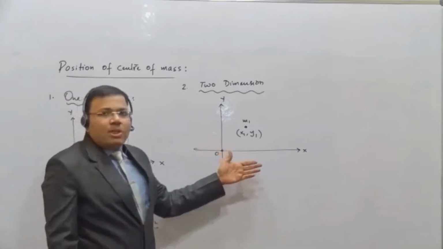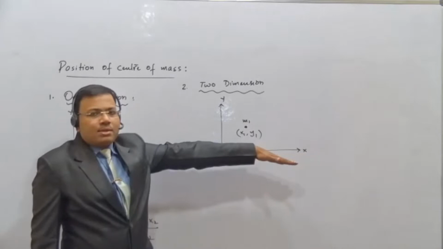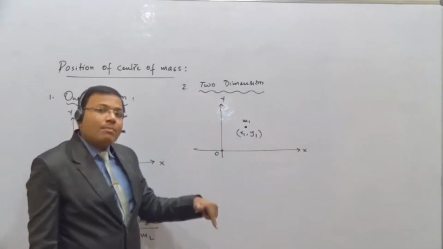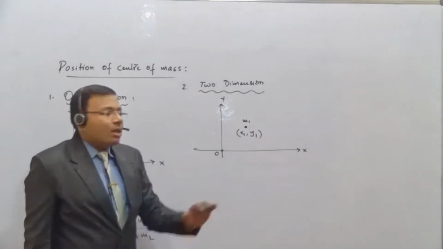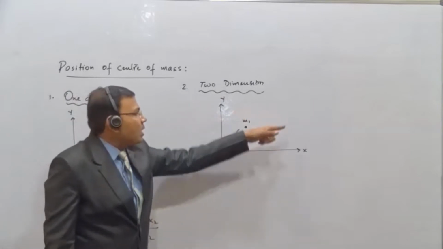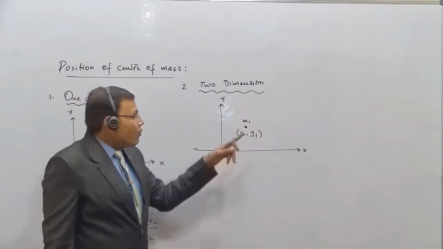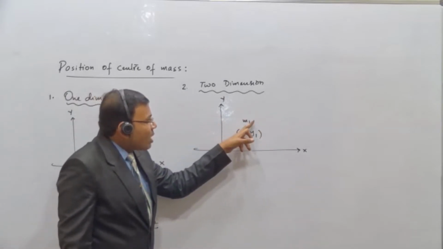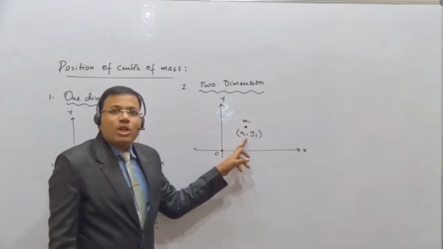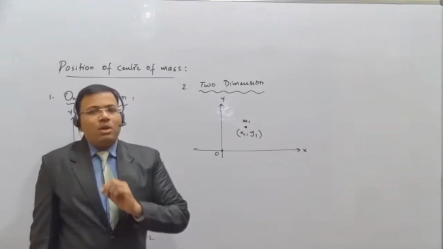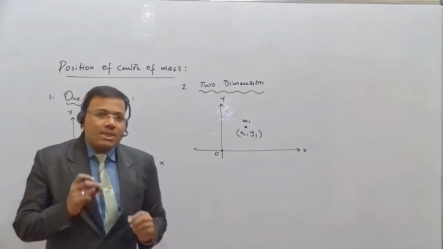Here where I am keeping the particle, I'm not keeping it on the x-axis, I'm not keeping it on the y-axis. Where am I keeping the particle? Somewhere in the xy plane, I have placed it at one location. So where I am keeping this particle of mass m1, I am keeping at x1 comma y1. That is one of the points I am mentioning, where the mass m1 is kept.